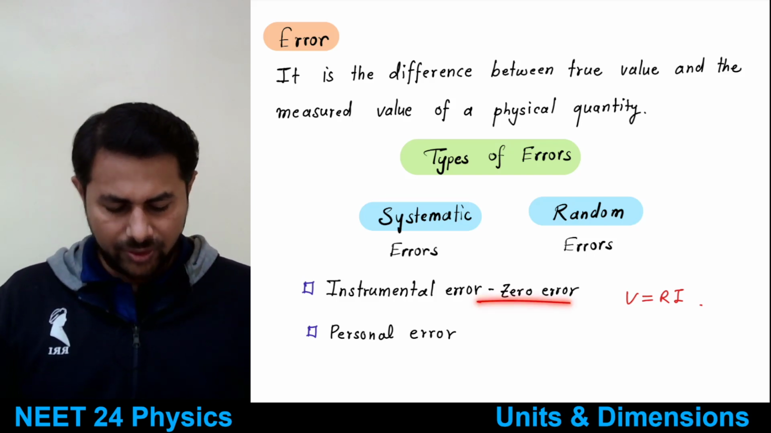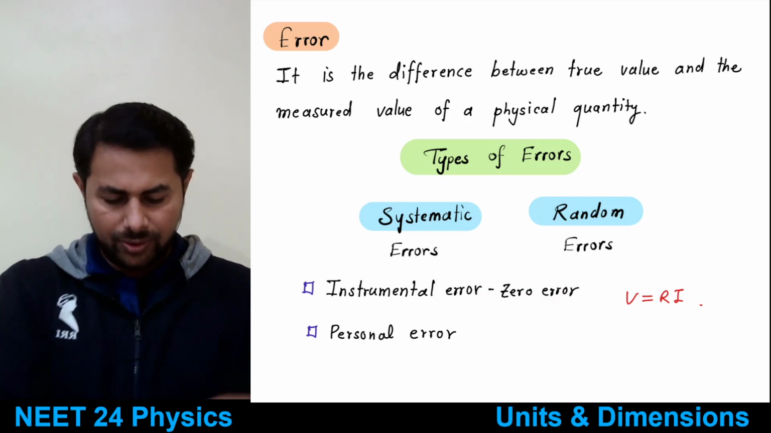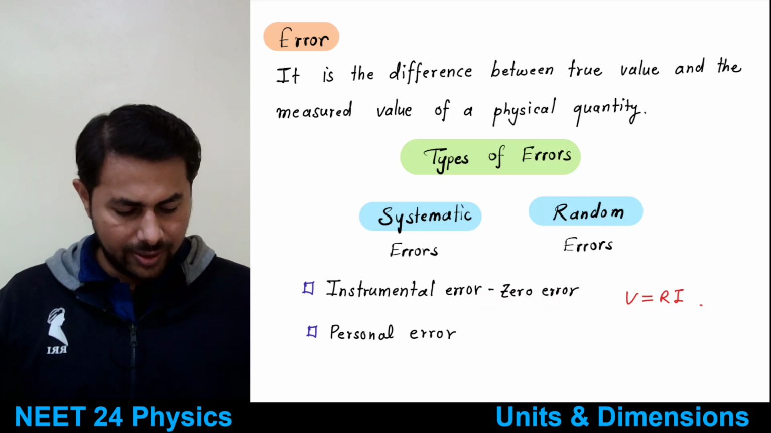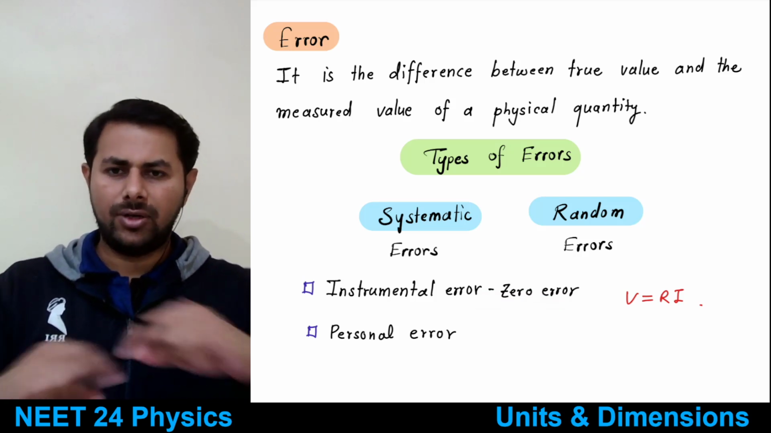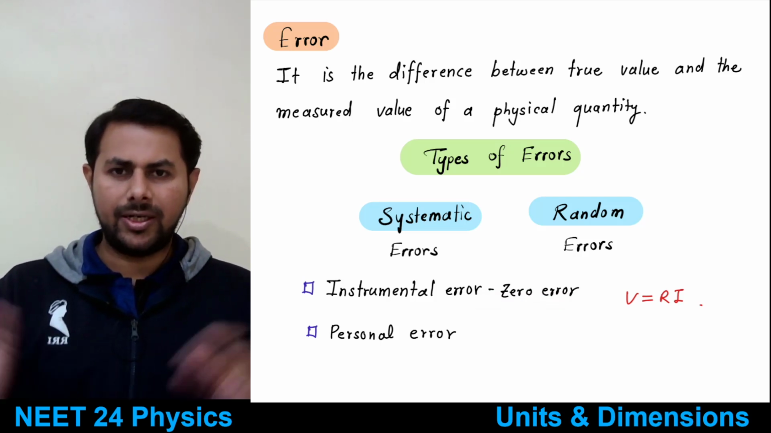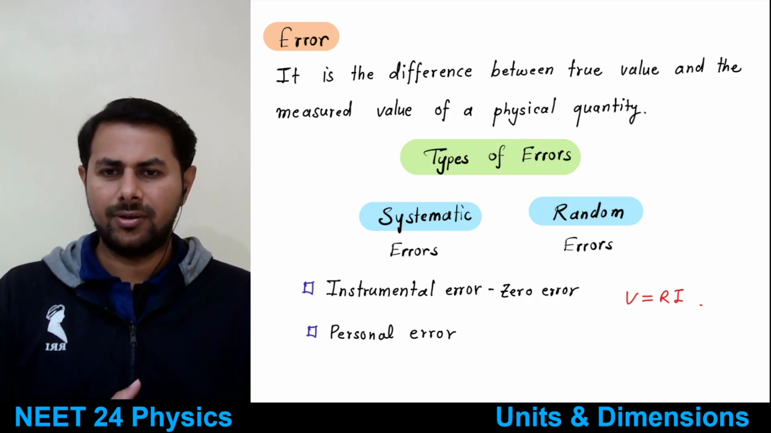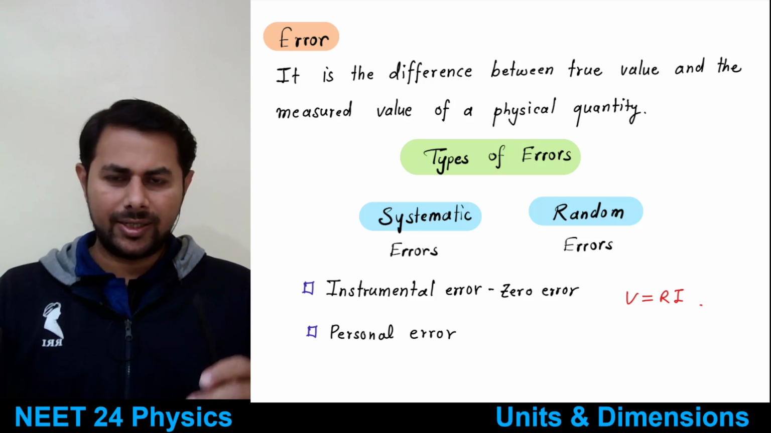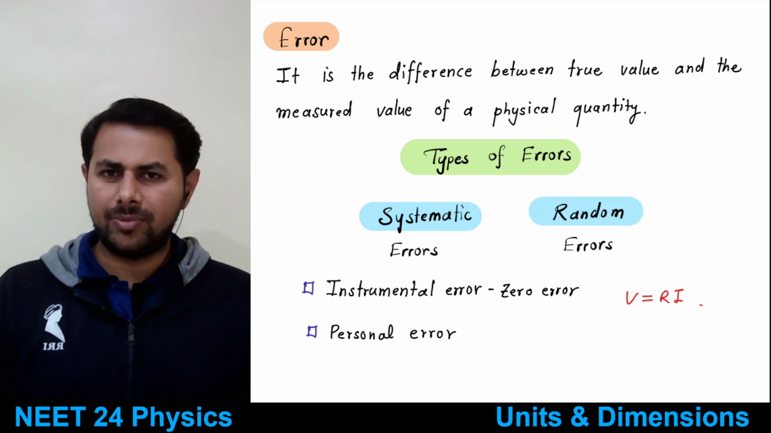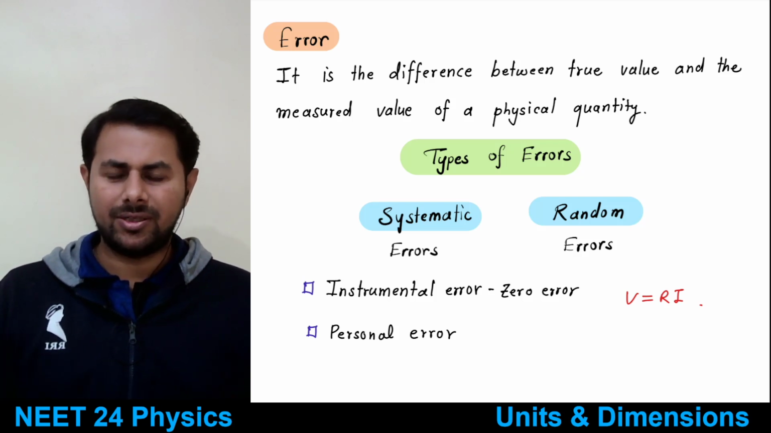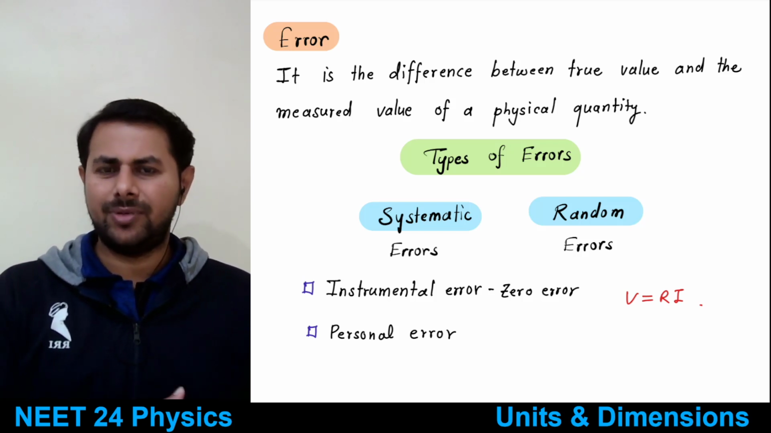Okay, so what is a zero error? Suppose you want to measure current in some circuit, and your ammeter, when there is no current flowing in the circuit, shows 1 milliampere. Then what will be the value shown by the ammeter when there is actually 5 milliamperes of current flowing in the circuit? It will show 6 milliamperes.